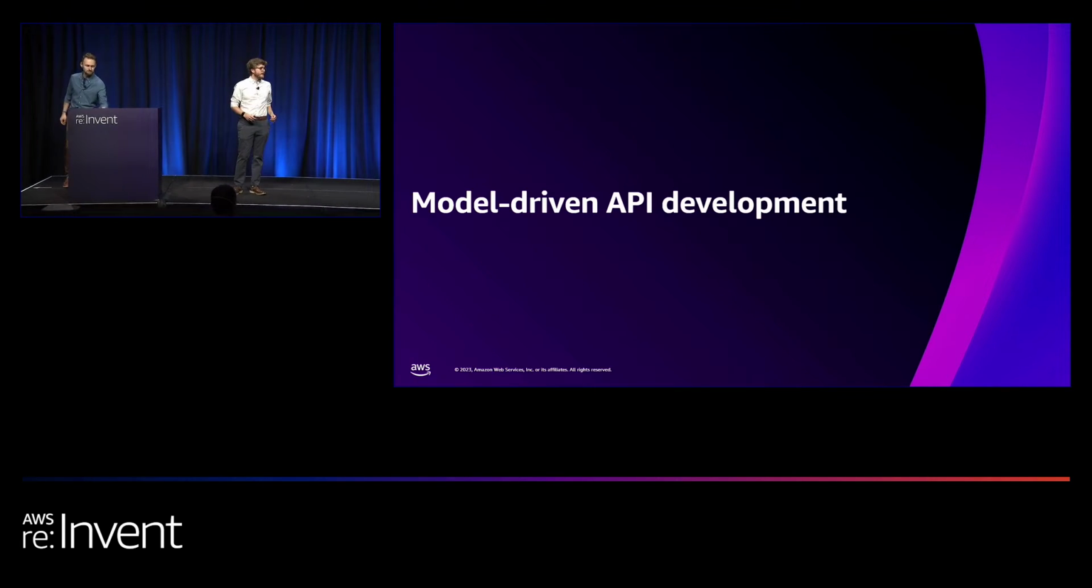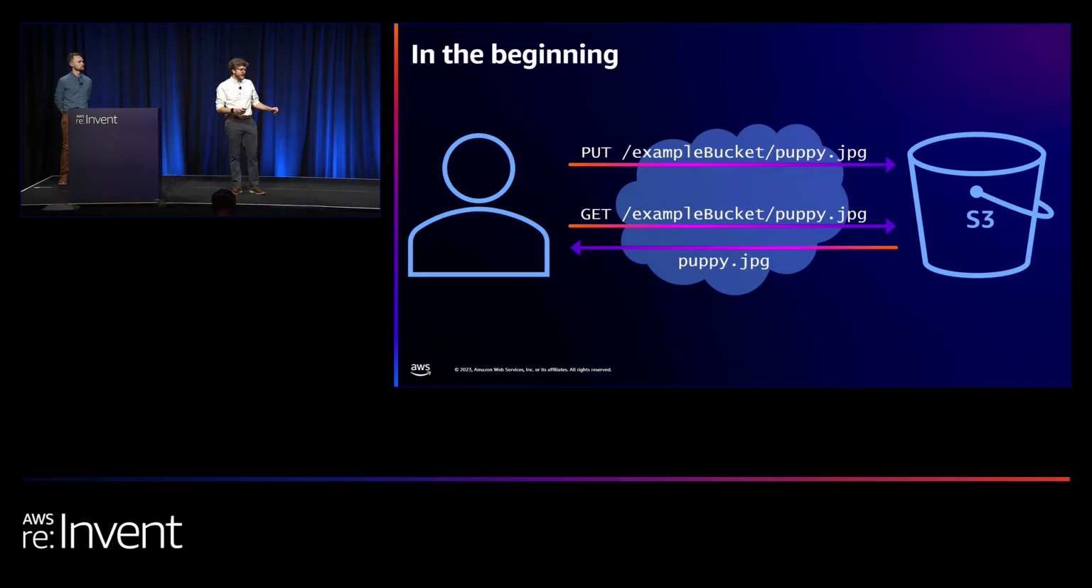So I'm going to be talking about model-driven API development, what it is, how we use it at AWS to scale with the number of services we have and the number of languages we support, and also how you can use this approach in your applications. Before I do that, I want to go back in time about 20 years to when everyone was still texting with physical keyboards and AWS was just getting started.